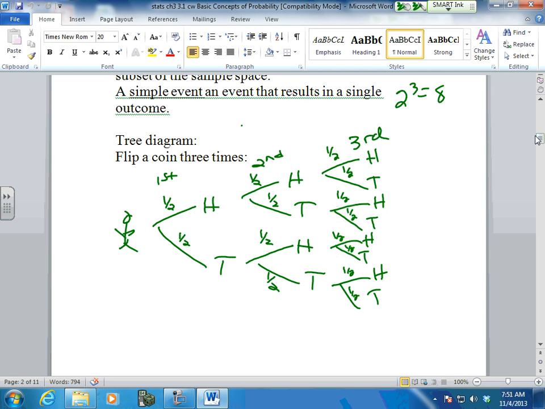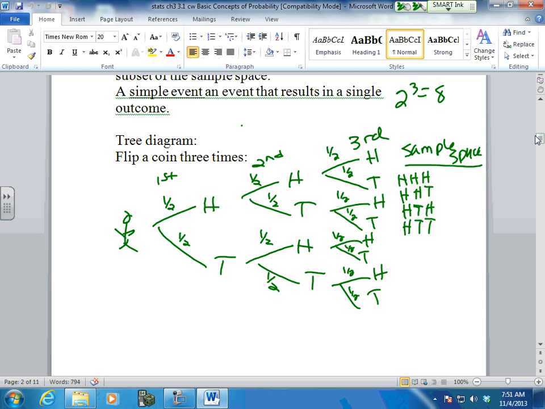Let's make your sample space. Here's where your sample space comes in. So we say you could get a heads, heads, and heads. Heads, heads, and a tail. Follow your branches. Heads, tails, and a heads. Heads, tails, and a tail. It seems simple, but this concept applies to everything. And it's easiest to see it on a coin toss.